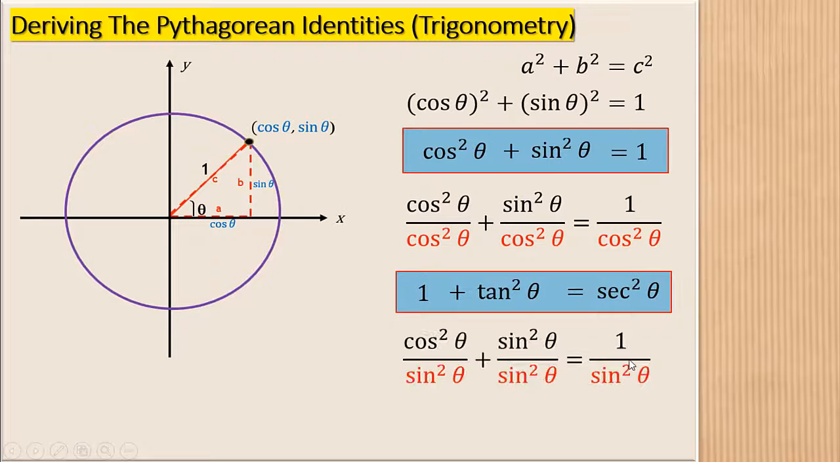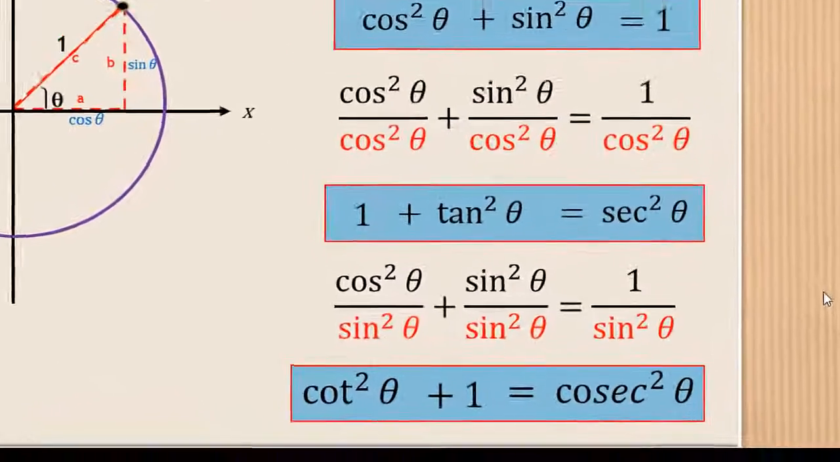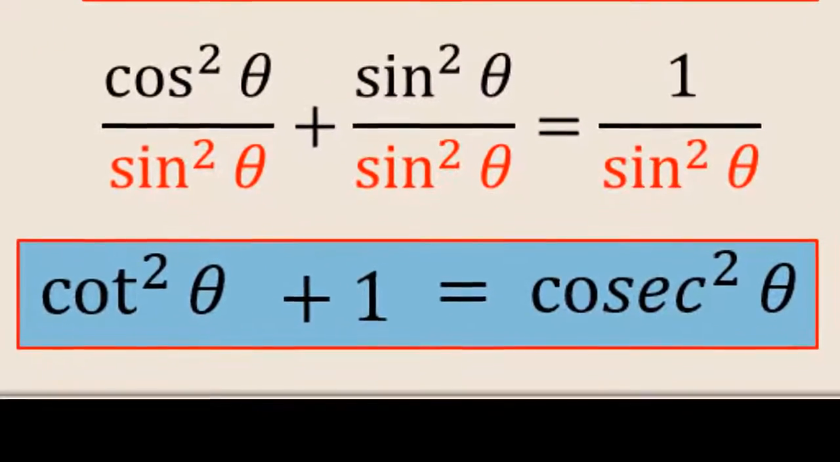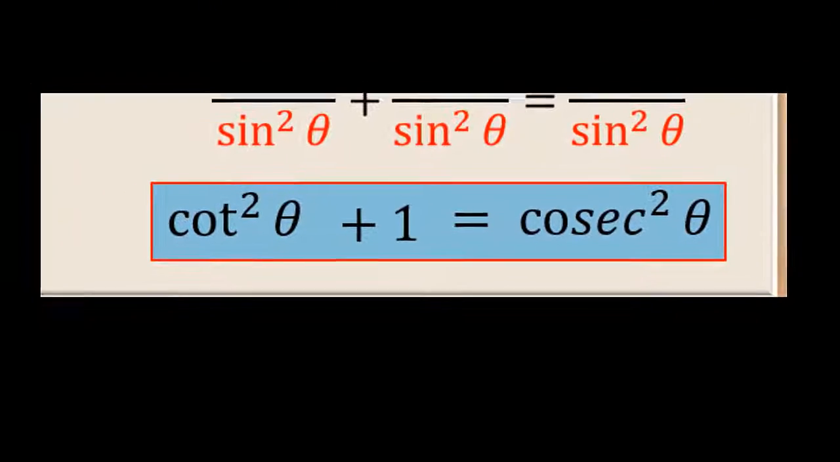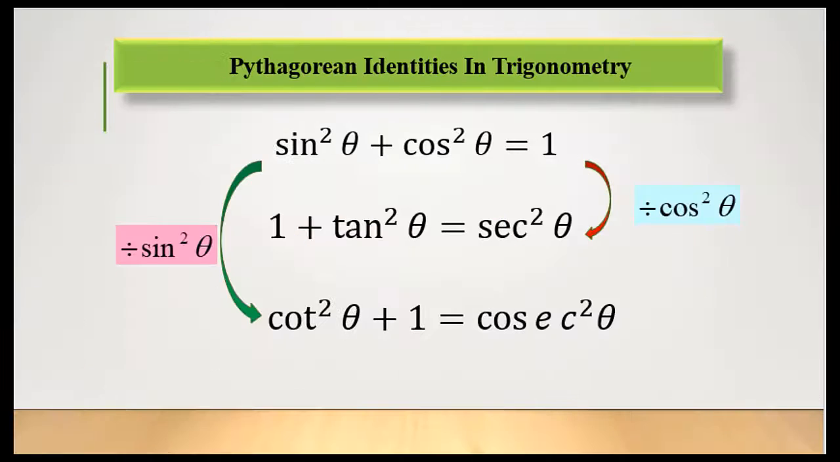If we divide the Pythagorean identity by sine squared theta, cos squared theta over sine squared theta is cotangent squared theta, plus sine squared theta over sine squared theta is 1, and 1 over sine squared theta is cosecant squared theta. Therefore, cotangent squared theta plus 1 equals cosecant squared theta is another Pythagorean identity. Basically, these are the three main Pythagorean identities in trigonometry.